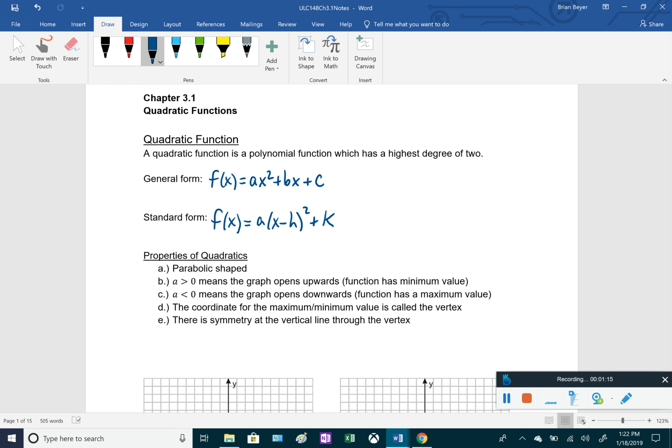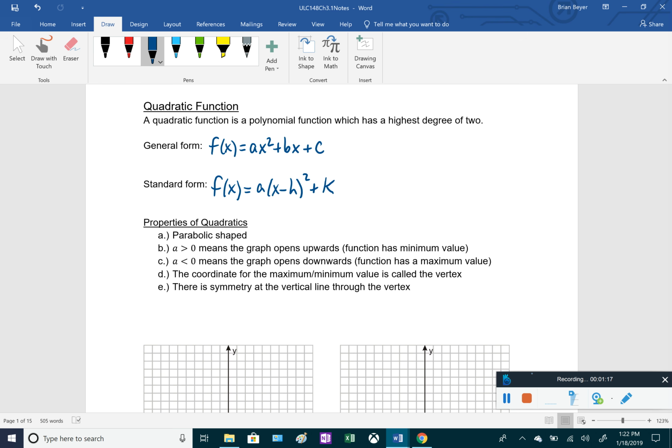So going over some properties of these functions, these are going to be parabolic shaped, meaning that they're going to be parabolas. So they kind of look like U's. If this a in either the general form or standard form is positive, that means the graph, that U shape, the parabola, is opening upwards, meaning it's going to have a minimum value. If it's negative, it's going to be opening downwards, having a maximum value.